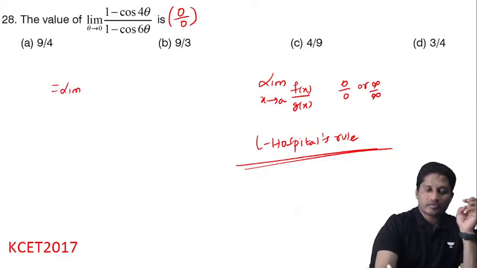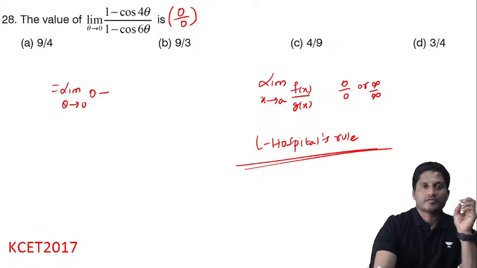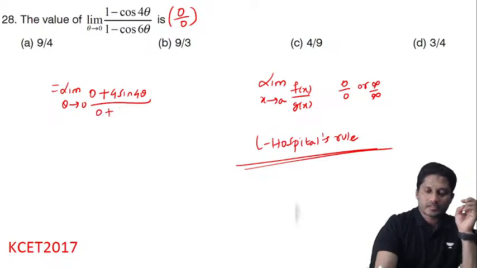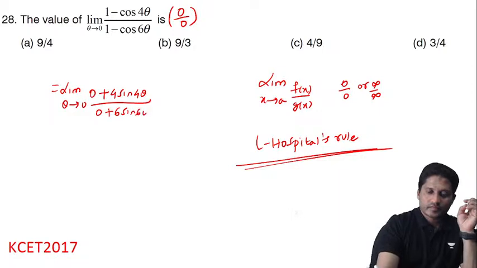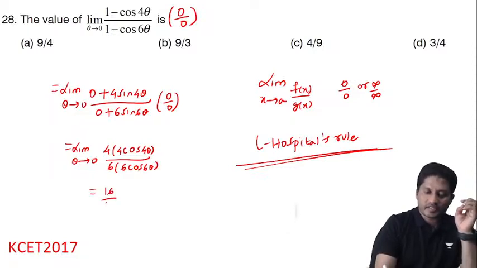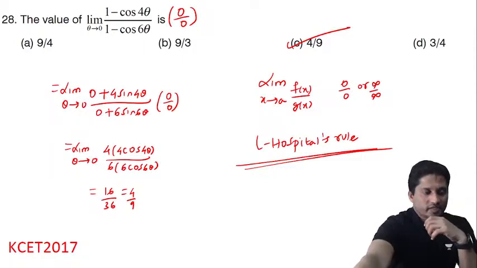So limit theta tends to 0. Differentiation of 1 is 0. Differentiation of cos is minus sin, minus of minus is plus 4 sin 4 theta. Again, this is 0 by 0 form, over 6 sin 6 theta. Again, limit theta tends to 0, 4 into this is 4 cos 4 theta divided by 6 into cos 6 theta. Now if theta tends to 0, you get 16 divided by 36, which is equal to 4 by 9. Right, the answer is option C. Let's move to the next question.